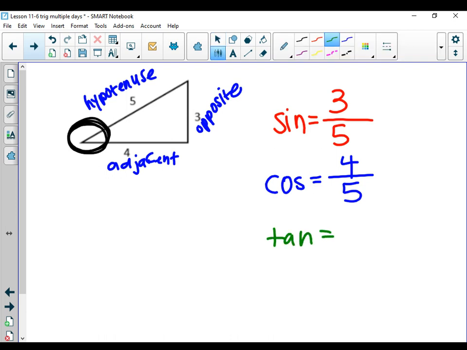Savannah, top of tangent. I don't know. 3. No, I need you to know. What did you write? Oh, opposite. Which side did I label as the opposite? 3. Bottom of tangent. 4. Adjacent, 4. I'm feeling better already. Aren't you? Learn something new.